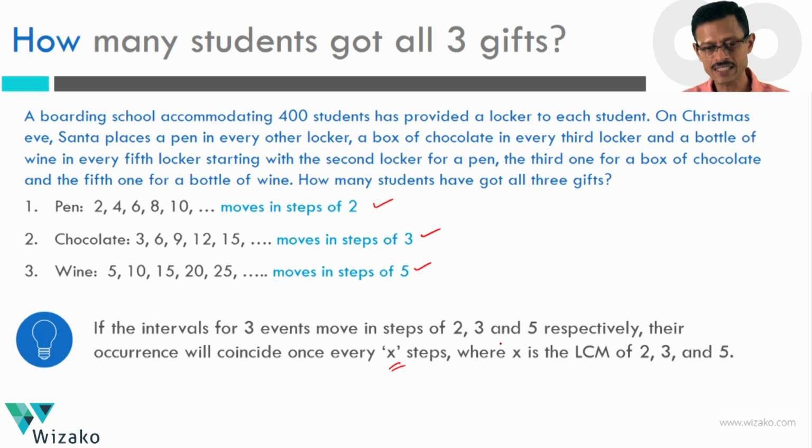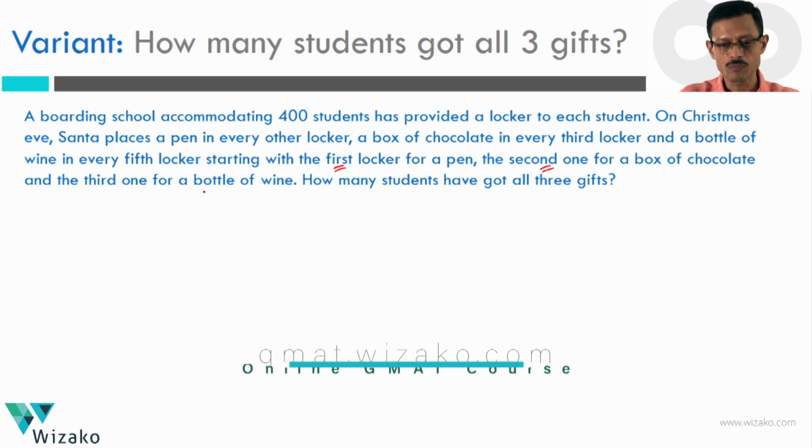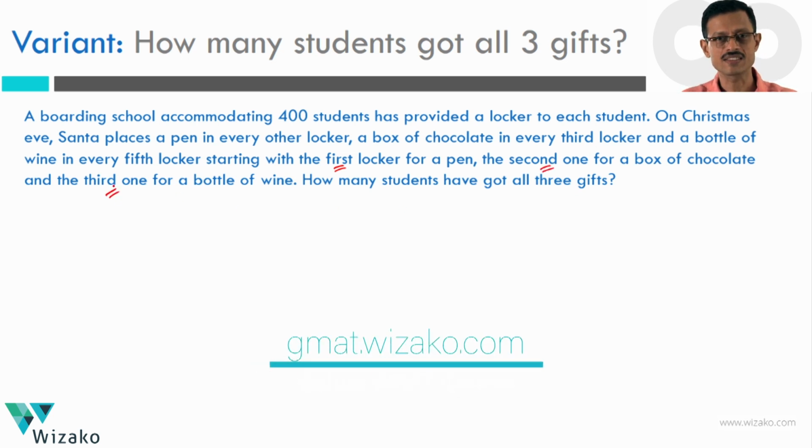I'm going to take you to an interesting variant of this question. Most of the data in this question is the same. The difference starts here. Santa places a pen in the first locker, not in the second. A box of chocolate in the second one, and a bottle of wine in the third one. That's where he is starting.